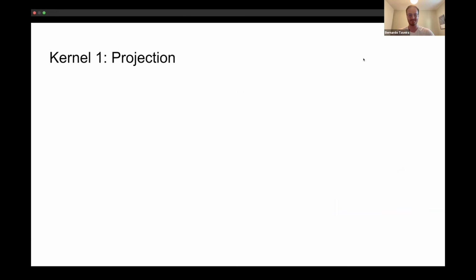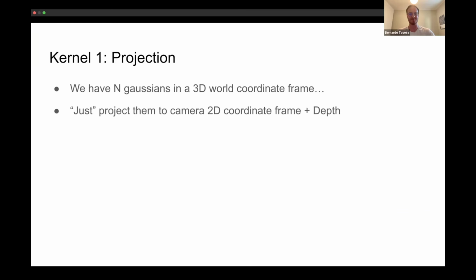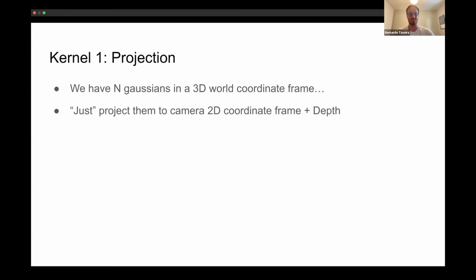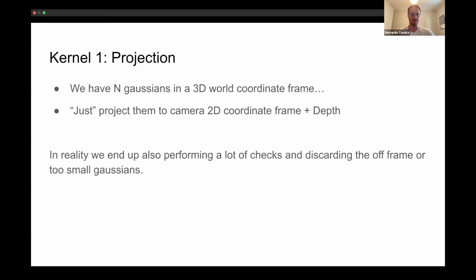So the projection, as the name entails, we have n Gaussians, could be millions of Gaussians, in a 3D world coordinate frame. And we want to project them to a 2D coordinate frame plus depth. So basically, we project these 3D Gaussians into a 2D frame. We compute the 2D shape of the Gaussian, and then we need the depth in that coordinate frame to sort them later. In the end, we also end up doing a lot of filtering, so a lot of the Gaussians that are not in the frame just go away, basically.